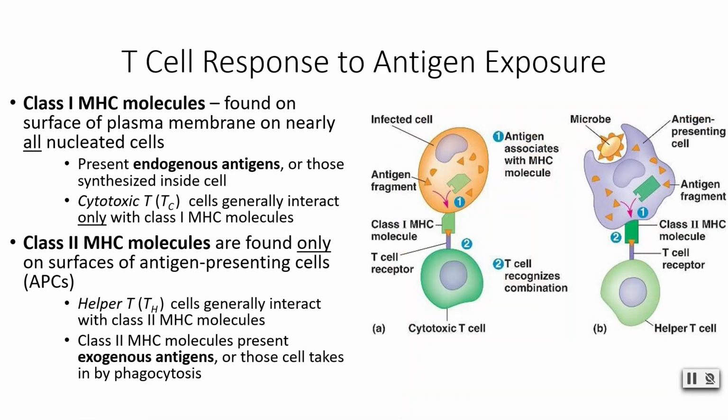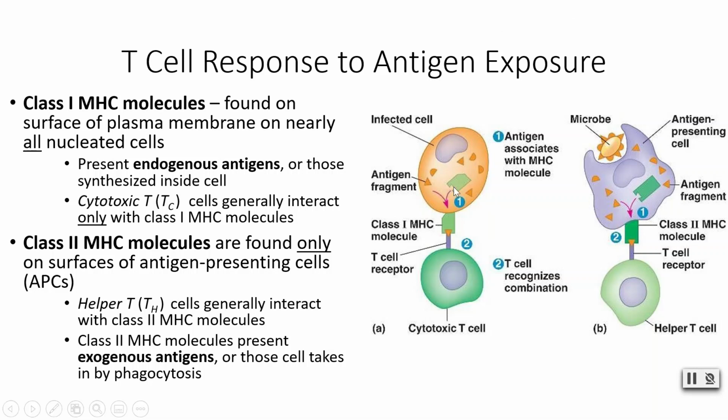Now, we do have the two different classes of MHCs. In class 1, we find these on plasma membranes of pretty much all of your nucleated cells. So we present a very specific kind of antigen with these MHC ones. We have endogenous antigens, inside your cell. Endogenous antigens are coming from within your own cell. So this is an infected cell. Perhaps it has been infected with a virus. The virus has taken over and starts cranking out viral antigens.